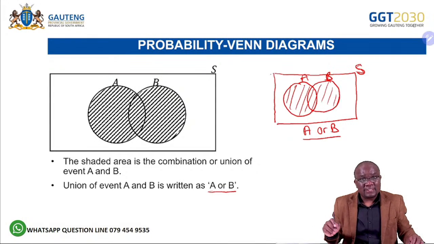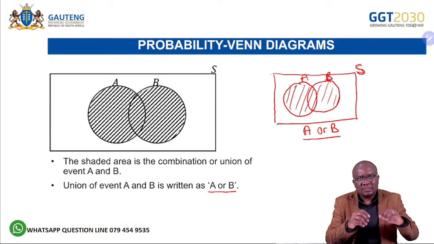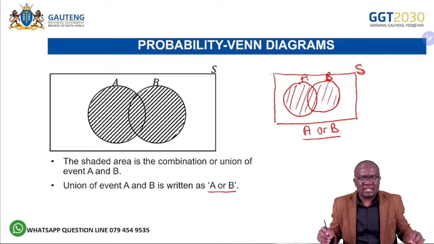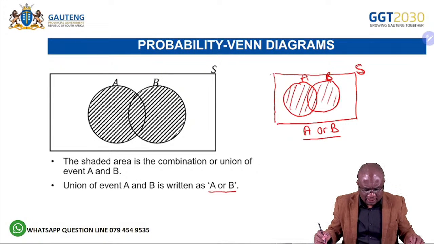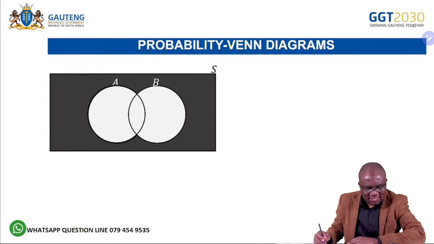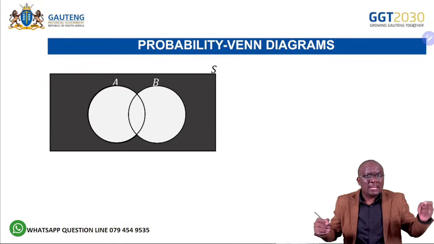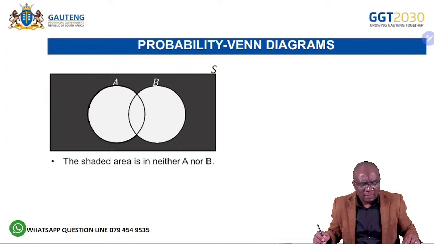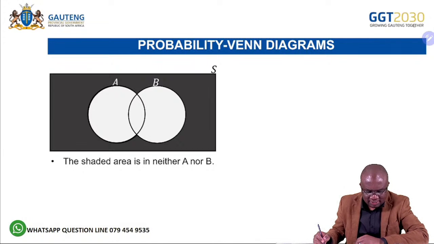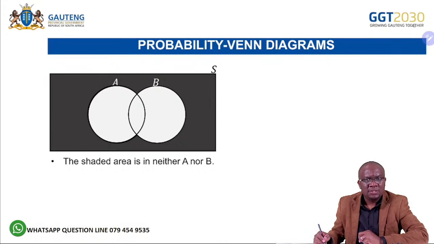Just use freehand neatly, and then later you can write your neat notes using rulers and everything. What about this shaded region now? It's outside the events A and B. The shaded area is in neither A nor B. Not in A, not in B. So how do we write that? We say not in A or B.